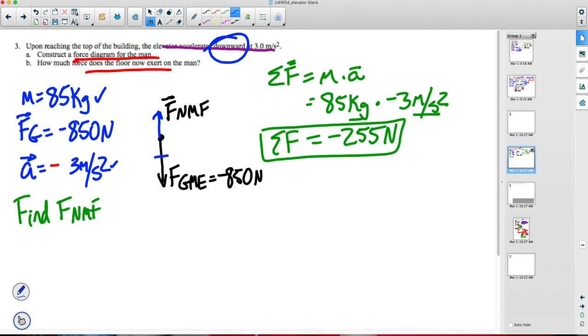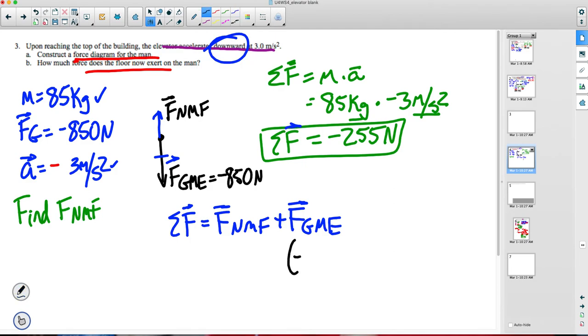Now we can use the net force as the sum of the forces. Force normal on the man by the floor, plus the force of gravity on the man by the earth. Put our vectors in there. I'm missing some other vectors in here. Fill those out as we go. We know the weight of the man is negative 850 newtons. We have already calculated the net force is negative 255 newtons, and we're going to use that to find force normal.